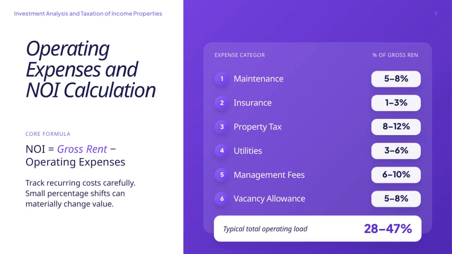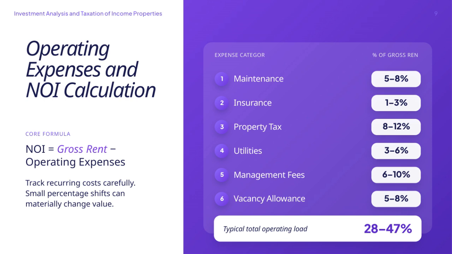Now, let's focus on operating expenses and how they impact the net operating income, or NOI. The core formula here is straightforward. NOI equals gross rent minus operating expenses. This means that to understand how much income a property truly generates, we need to carefully track all the recurring costs. These operating expenses are typically expressed as a percentage of the gross rent.